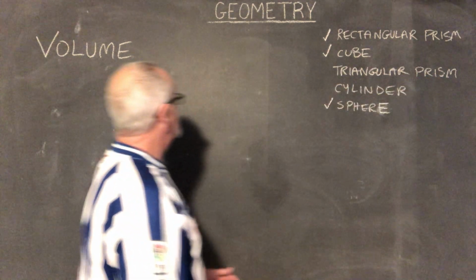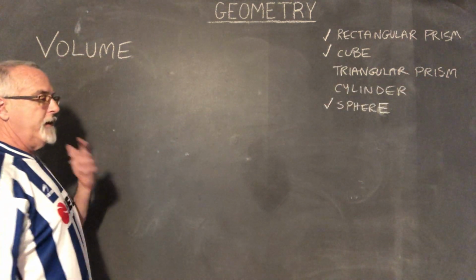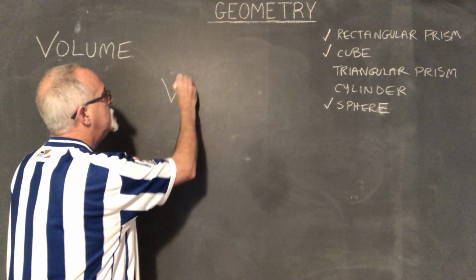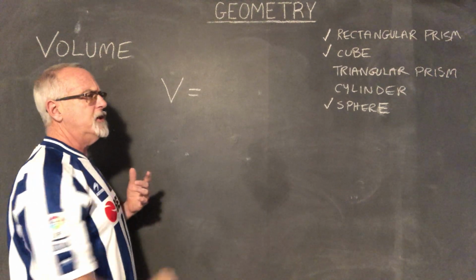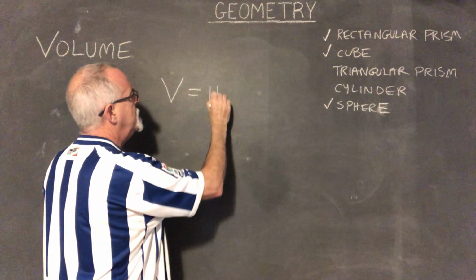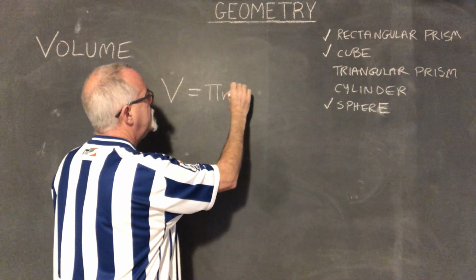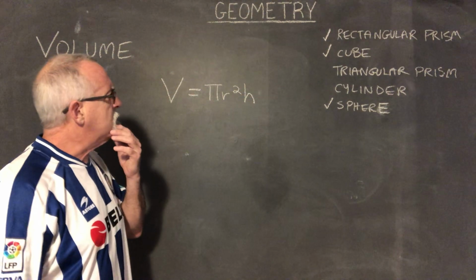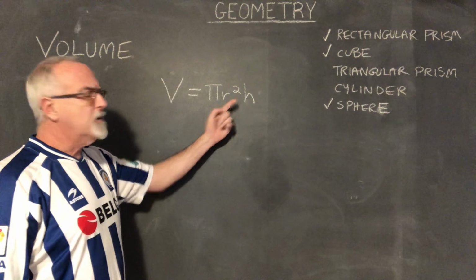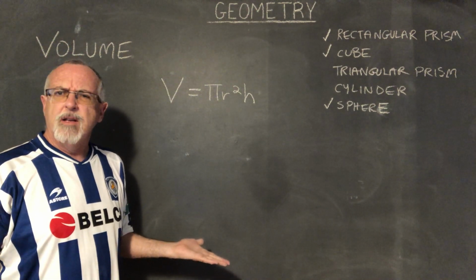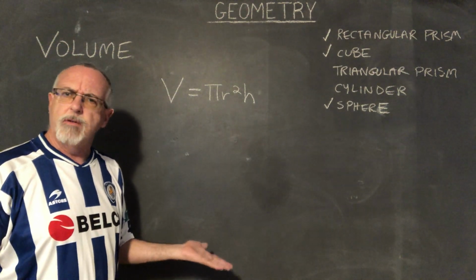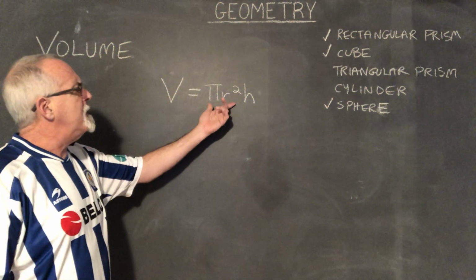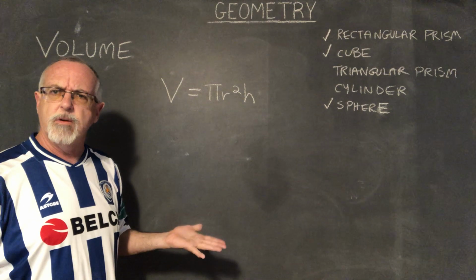A cylinder, which I have written over there. The cylinder volume formula, that's something we need. So I'll write that. The volume of the cylinder is pi r squared h. It might look a little familiar because it has pi r squared in it. Pi r squared is the area of a circle formula, remember that? So that area of a circle formula has been incorporated into the volume of a cylinder formula.